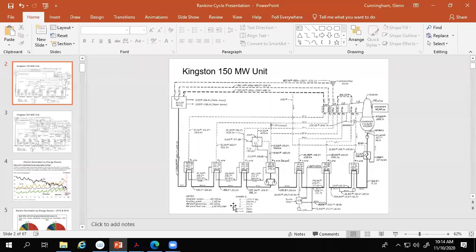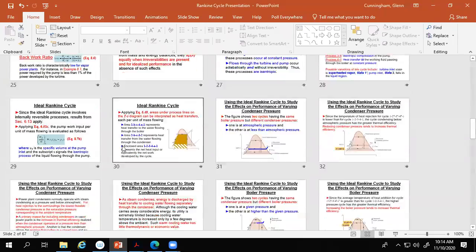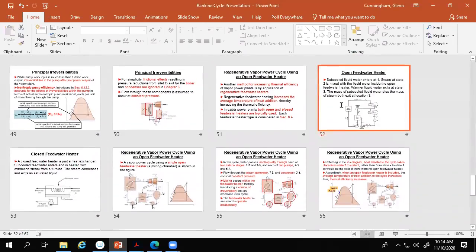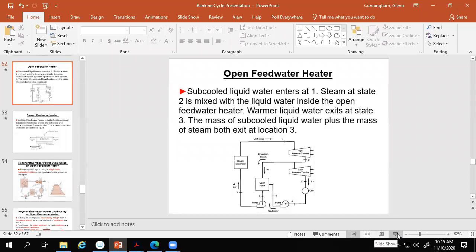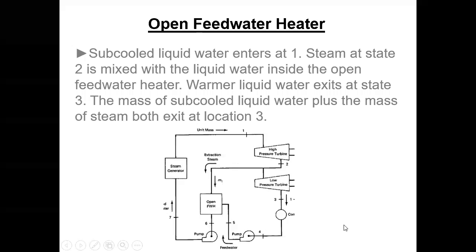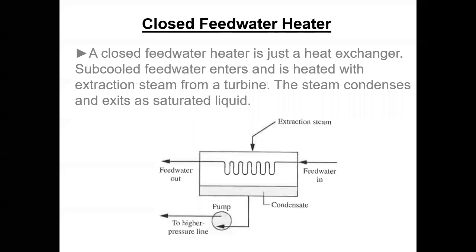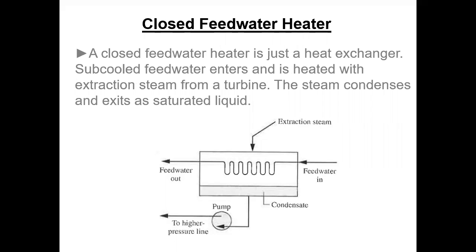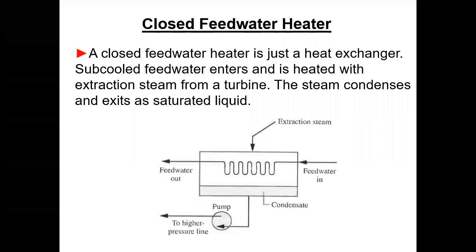All right, let's go back. We were here. All right, so that's the open heater where the steam and the feed water actually mix together. And then this is the closed feed water heater, and that is the correct diagram. So you see the feed water comes in, it stays inside the tubes, and then it goes out. So there's no commingling of these streams.